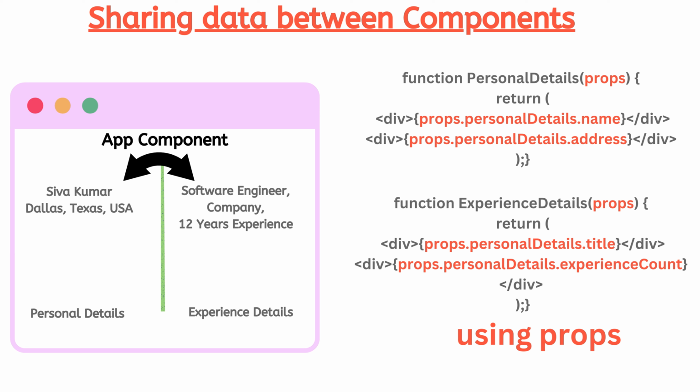And the same follows to the experience details component also. Whatever is passed from the parent, it is coming as part of the props, and from the props we can get hold of the object and the fields. This is how you can get hold of the data that is passed from the parent to the child using props.